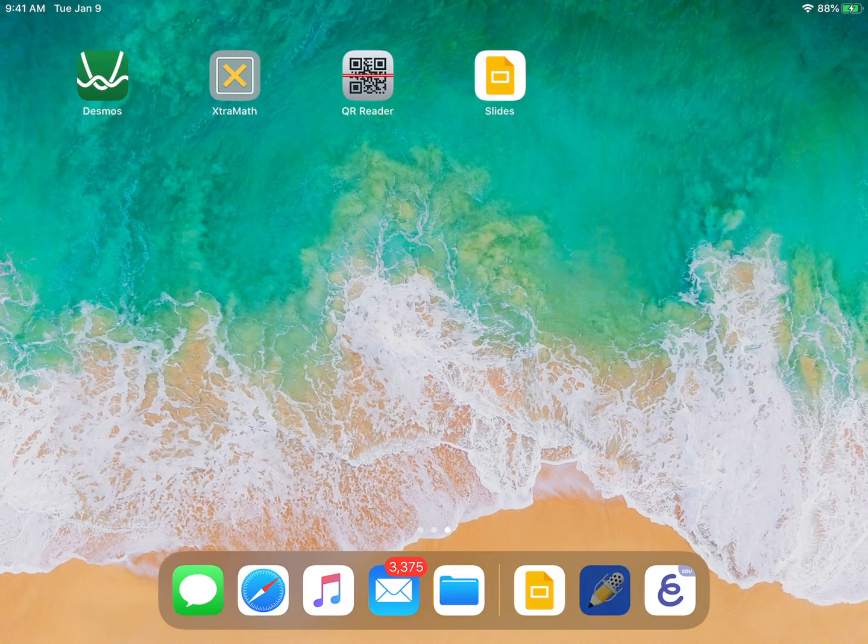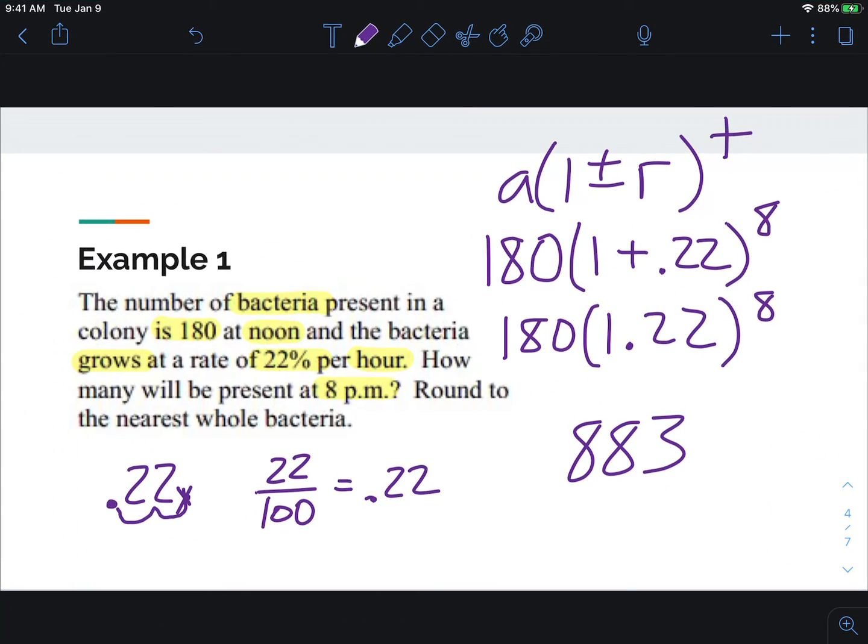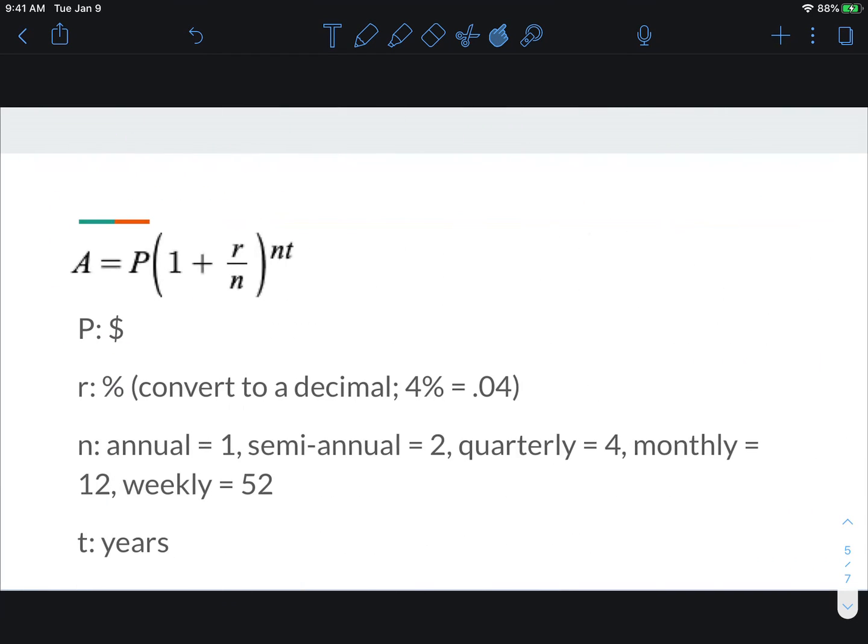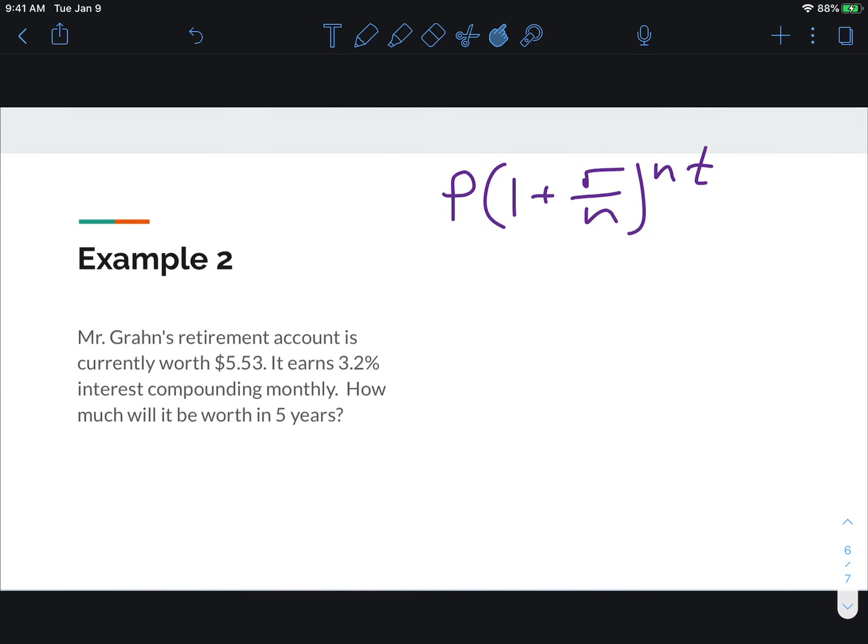All right, so let's do one last example. My retirement account is currently worth $5.53. It earns 3.2% interest compounding monthly. How much will it be worth in 5 years? So let's take a look here. The dollar sign, 5.53, tells me that that is what I'm using in place of that capital P, so 5.53. These are always a plus.